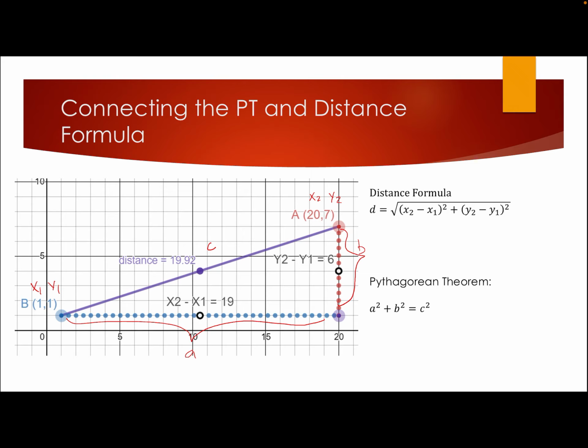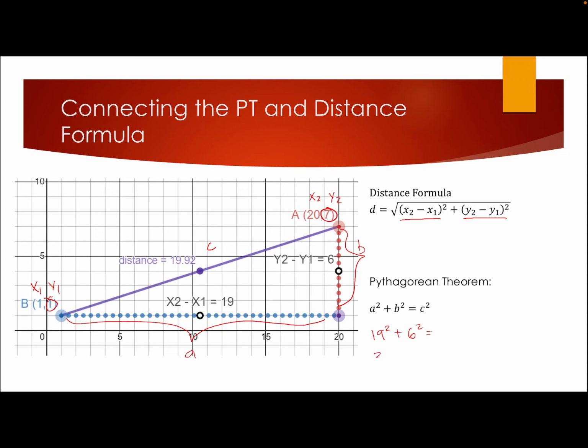Now notice that in the distance formula, we have two things that are squared. We have x2 minus x1 squared and y2 minus y1 squared. Well, this a value is really just x2 minus x1. That would be 19. So if we're doing the Pythagorean theorem, we would have 19 squared plus, and the b value is just y2 minus y1. So that's going to be 7 minus 1, which is 6. So 19 squared plus 6 squared equals whatever it equals. And c squared is going to be whatever we get from doing a squared plus b squared.